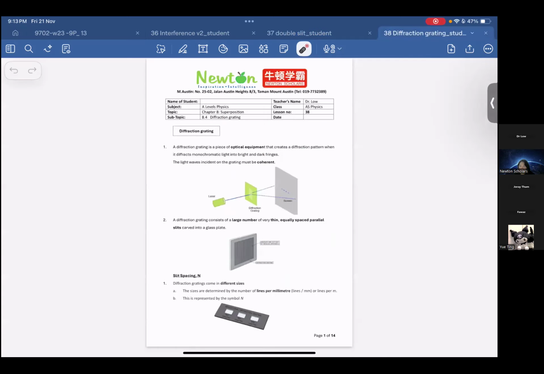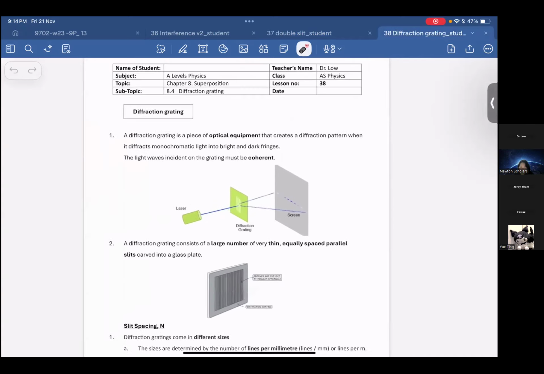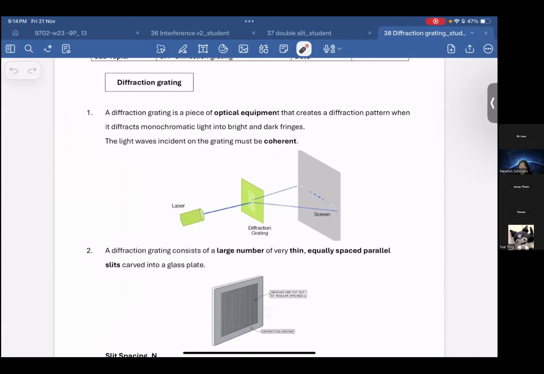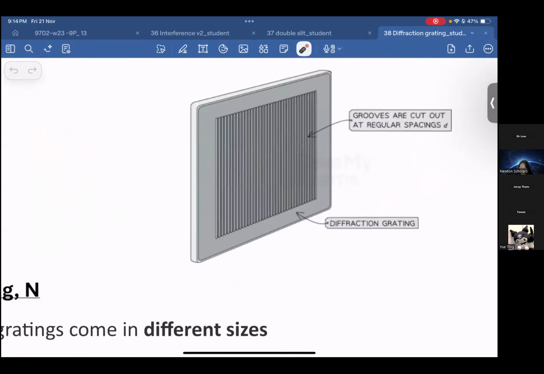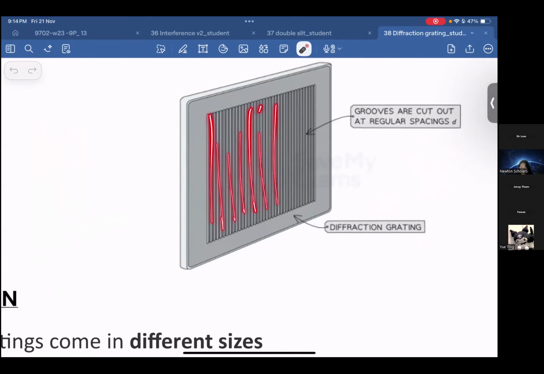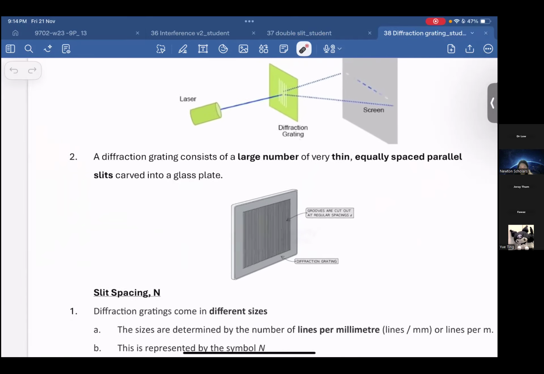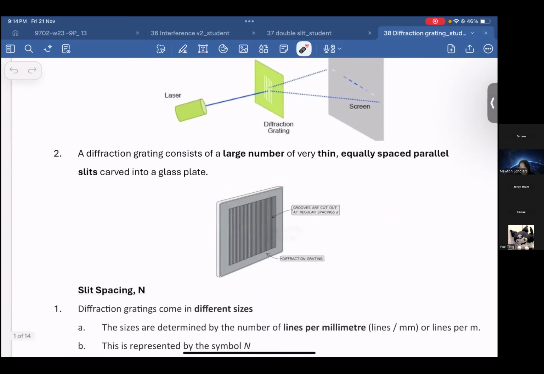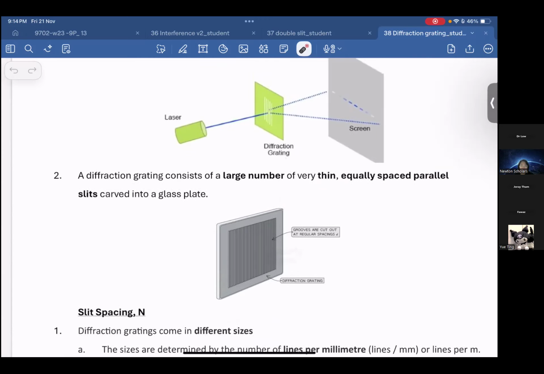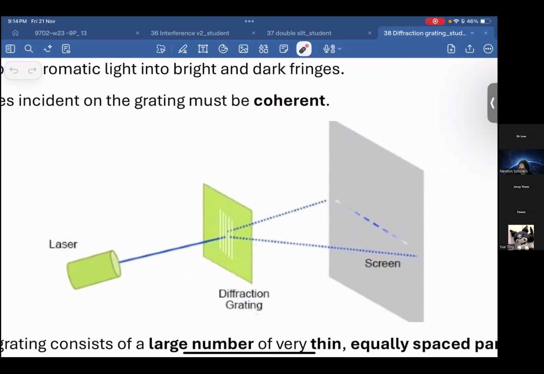Okay, like this, we go to the next lesson, 38. Diffraction grating. When we saw diffraction, it was only talking about one gap. Wave coming and then spreading out, am I right? But if the one gap, we make it many gaps. See, many gaps. So this is called a diffraction grating. It consists of a large number of very thin, equally spaced parallel slits. So here, the pattern that we will get will be like this.